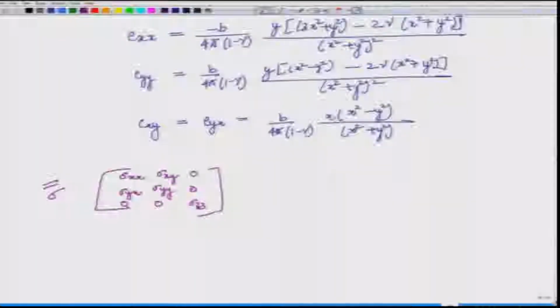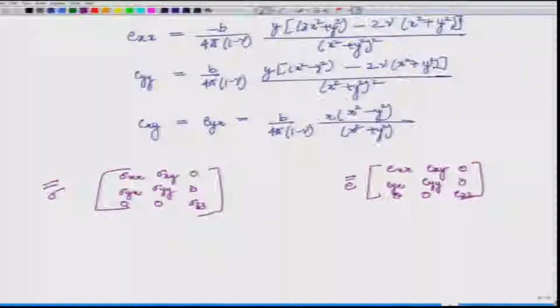Similarly, we have the strain tensor, which would look similar to this. We will have E x x, E y y, E z z, and a shear strain component E x y and its counterpart E y x. All the other elements are 0. So, this is how the stress and the strain matrices look like. Now, let us look at how the real stress and strain fields look like.